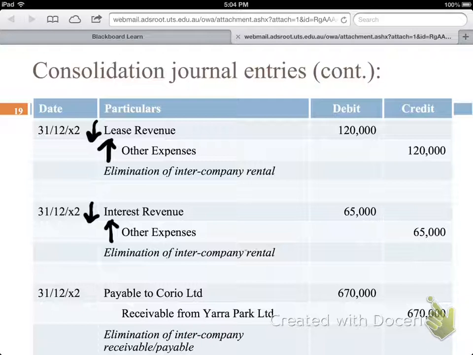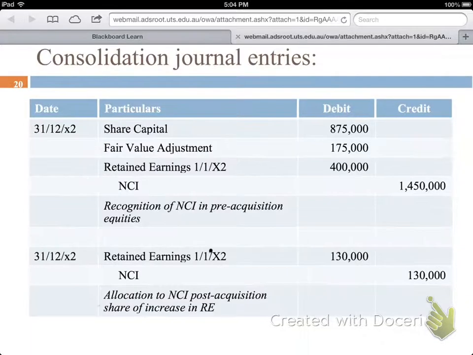Next, it's not on the slide. I think it got omitted by accident, but it's in the textbook. You're also told that Corio provides a loan to Yara. So in Corio's books, Corio will have credit cash, it provides a loan, and debit receivable from Yara. What we're doing here is eliminating this receivable recorded by Corio. Yara receives the cash, so Yara records debit cash, credit payable. What we're doing here is debit the payable to eliminate the payable. $670,000, no adjustment to the numbers.